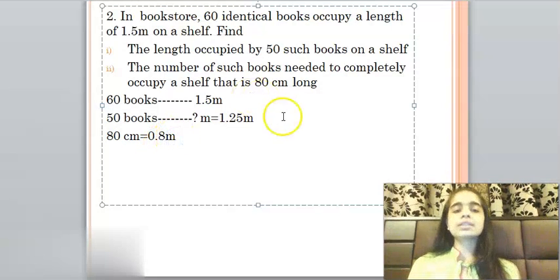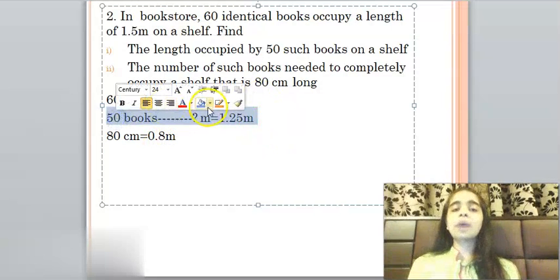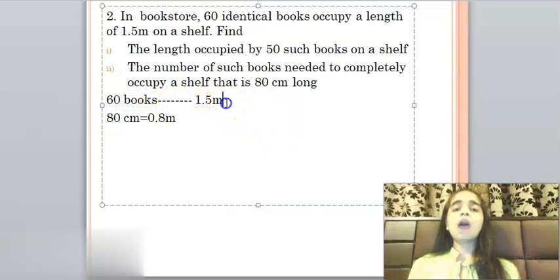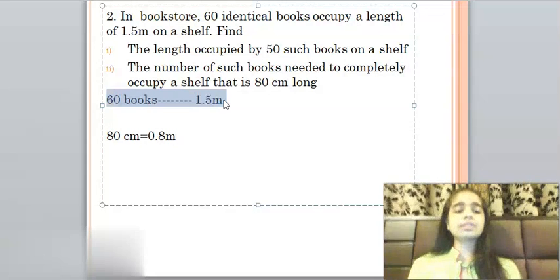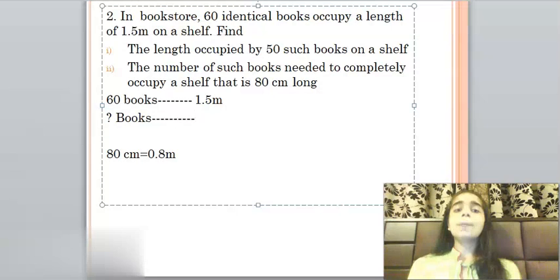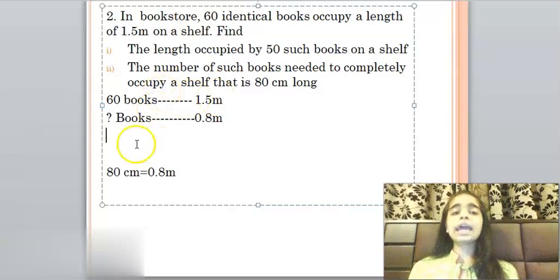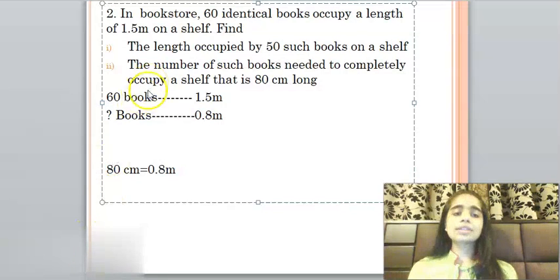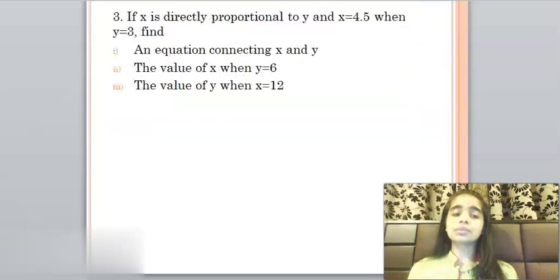So that means that 60 books for 1.5 meter, we don't know how many books. That is a question mark for us. Alright, so we don't know how many books, but our meter value is 0.8 meters. Okay, so we will again cross multiply. So our answer over here will be 32 books. So we are also done with question number 2. Now let's move towards question number 3.